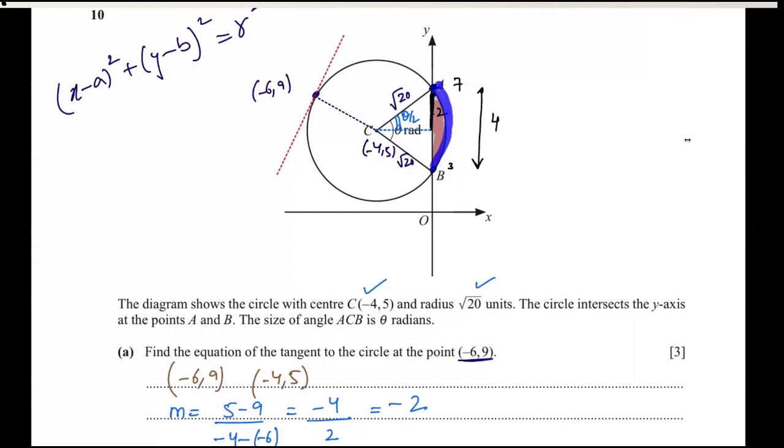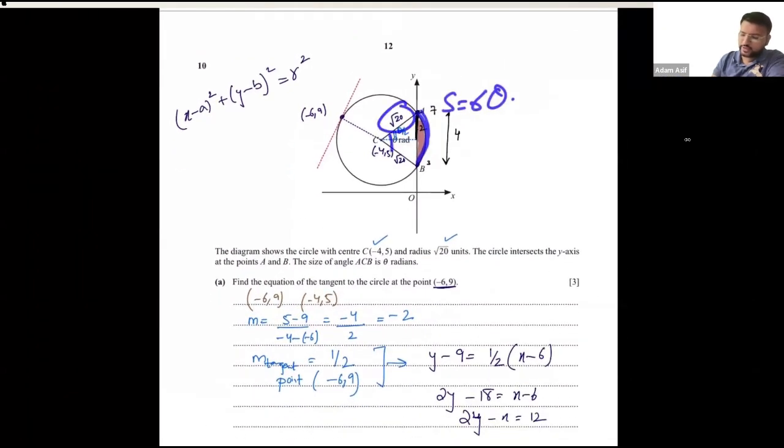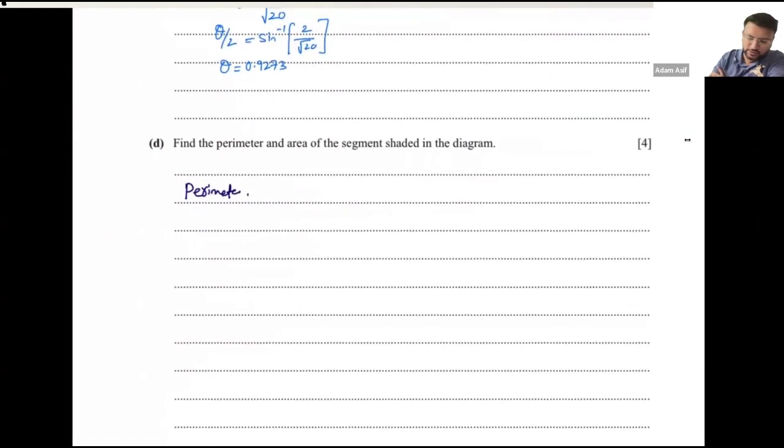There, s equals to r theta. s equals to r times theta. ठीक है। The radius is √20 and the angle is 0.927. So that's going to be AB length plus arc AB. AB is 4. Arc AB would be radius times the angle 0.9273.